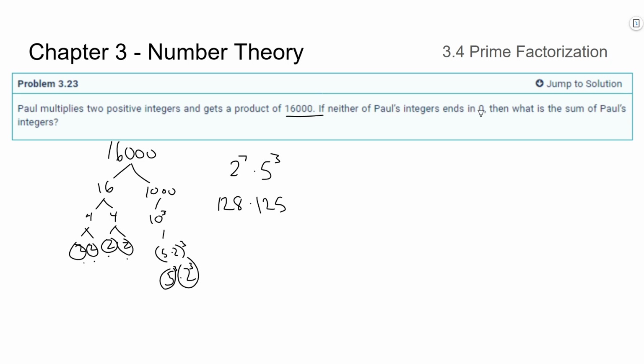If neither of Paul's integers ends in a 0, then what is the sum of Paul's integers? Well, what's 128 plus 125? Let's see, we have a 3 here. We have a 5 here and a 2 here. It looks like 253 would be our sum. All right.